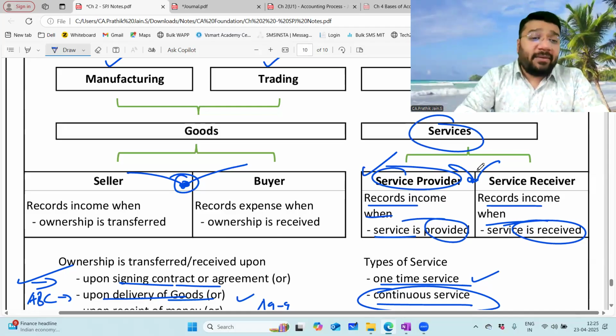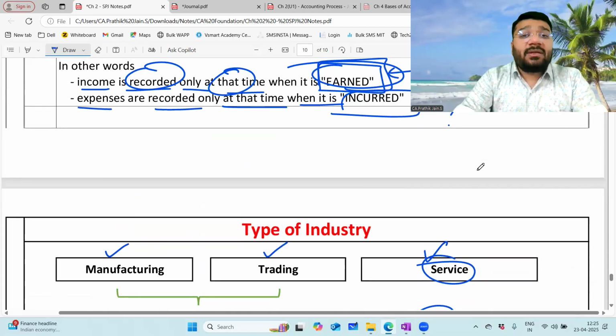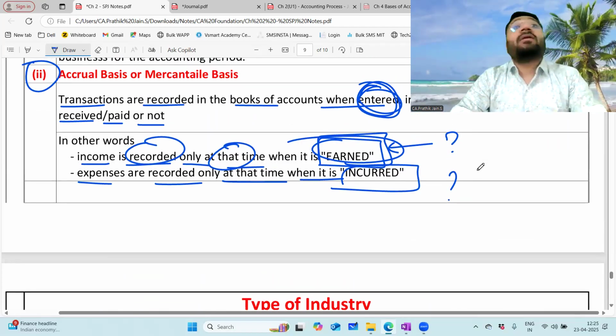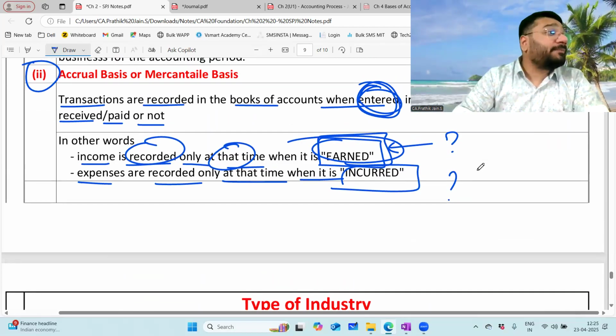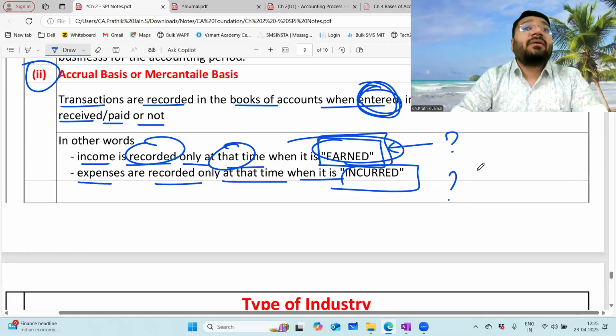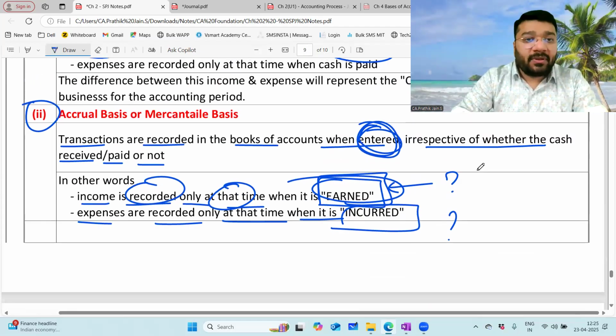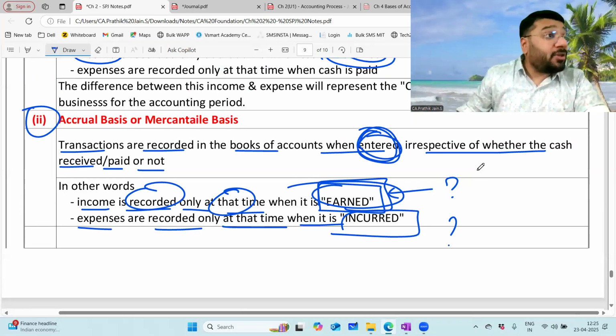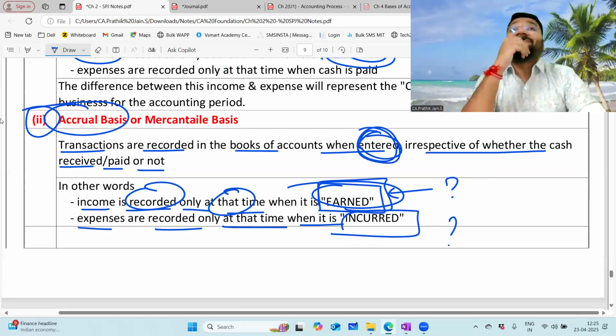If this is clear, I can go to the next point to discuss the concept of outstanding expenses, accrued income, unearned income, and prepaid expenses: outstanding expenses, prepaid expenses, income earned in advance, and accrued income. These are the 4 concepts.